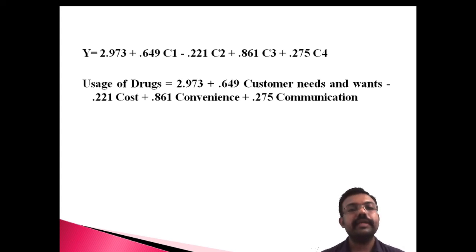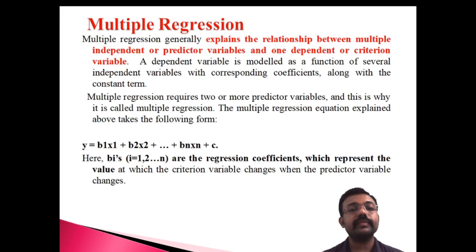Okay, so let me conclude. First we discussed the meaning. What is meant by the term multiple regression? Multiple regression means a relationship between two or more independent variables and one dependent variable, and the term is known as multiple regression. And this is an equation regarding multiple regression: y equal to b1 x1 plus b2 x2 and up to c, which is a constant.